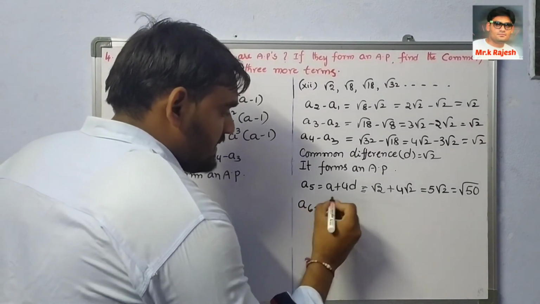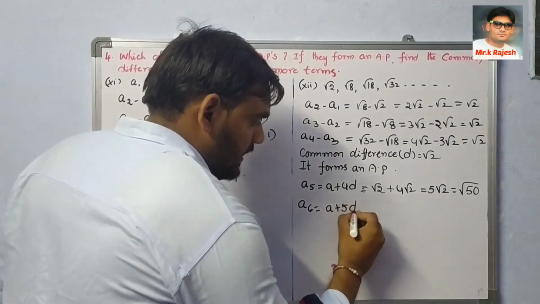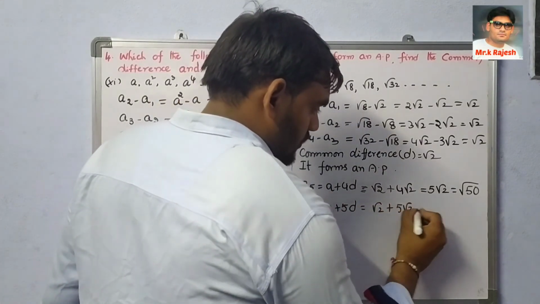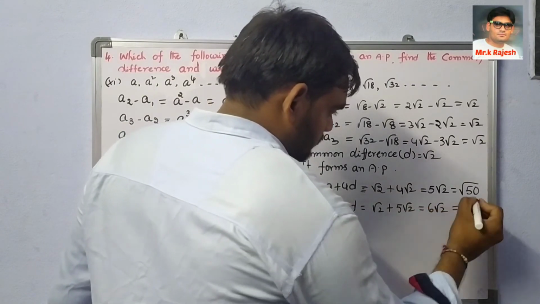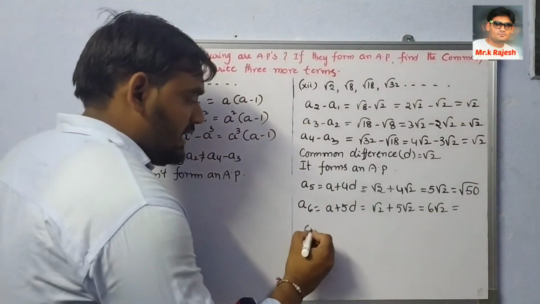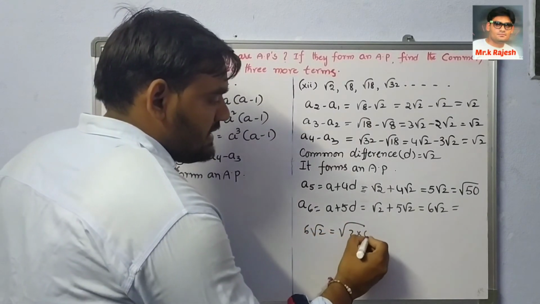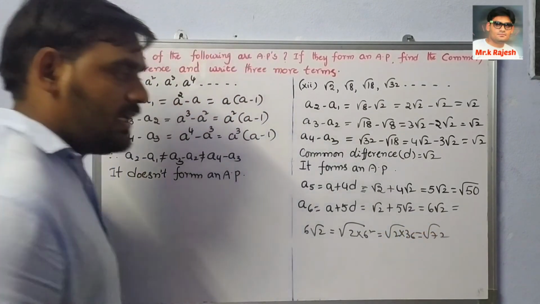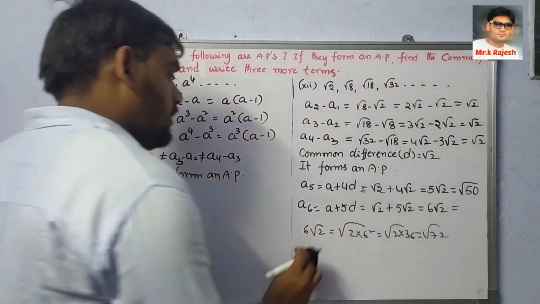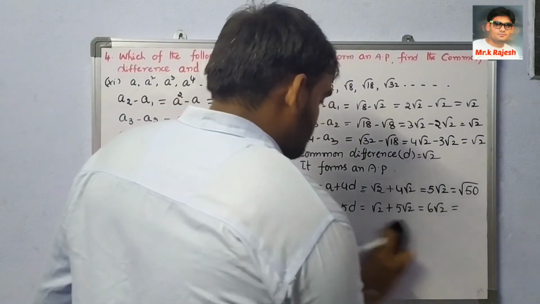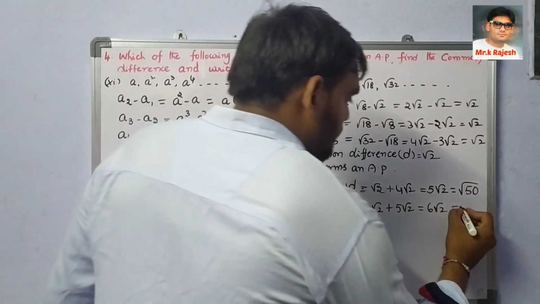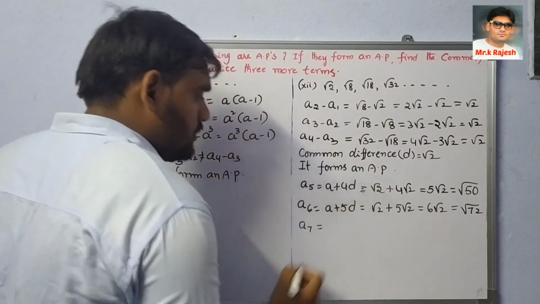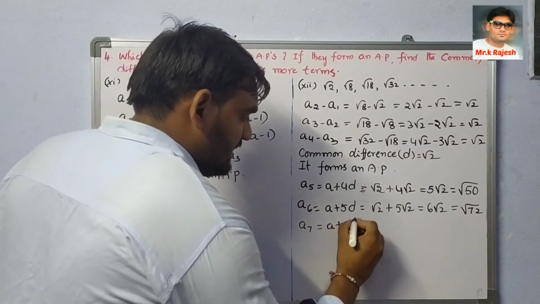After that, a6 is equal to a plus 5d. So a value is root 2 plus 5 into d, d value is also root 2 only. So 6 root 2 we will get. Now 6 root 2 can be written as root of 2 into 6 square. So here root 2 into 36. So we will get 72. Am I correct or not? So like that only 6 root 2 we can write directly root 72. After that, a7 is equal to a plus 6d.